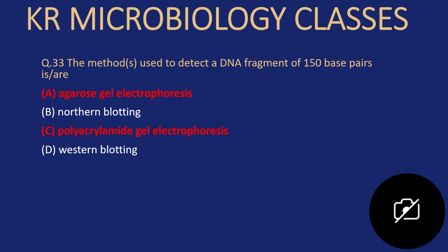So in the case of a small DNA fragment, with a very small number of base pairs, there are some particular processes. Here they gave four options. Option A, agarose gel electrophoresis. Option B, northern blotting. Option C, polyacrylamide gel electrophoresis. And option D, western blotting. Polyacrylamide gel electrophoresis we usually call PAGE. Agarose gel electrophoresis and PAGE are the two right options.